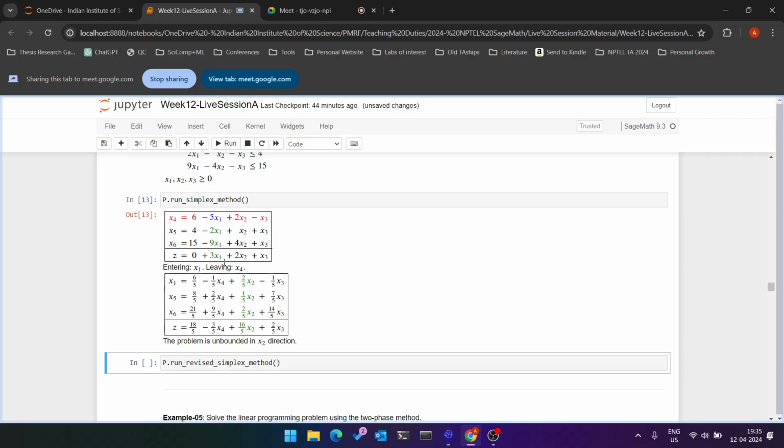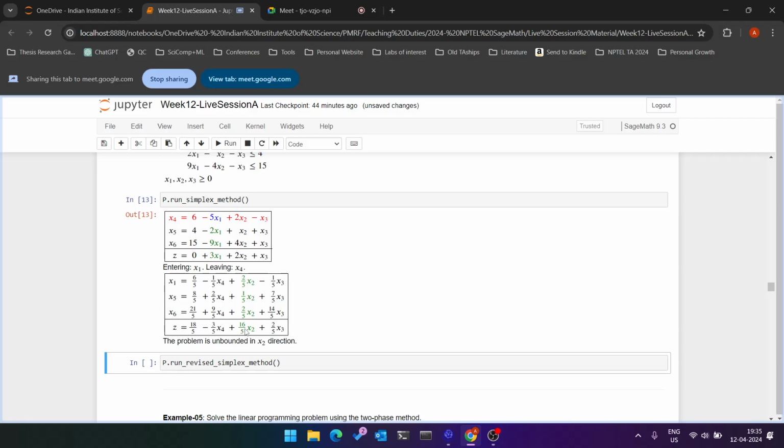So we enter through x1 and exit through, we could exit through say x6 because it has the largest negative coefficient. Here the method turns through x4. So entering through x1, leaving through x4. So we have x1, x5, x6 in terms of the other variables. And then Z becomes minus 3 by 5 x4 plus 16 by 5 x2 plus 2 x3.